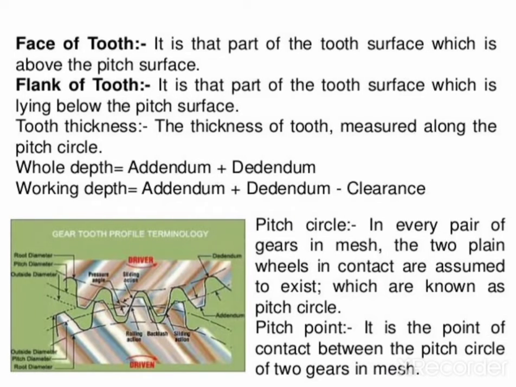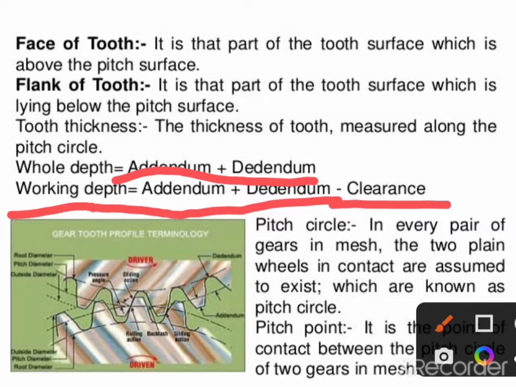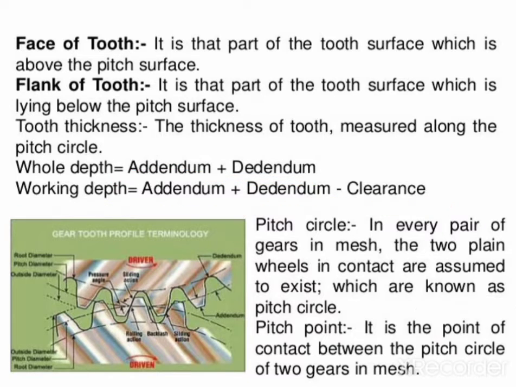Next one, whole depth and working depth. Here formulas are given for whole depth. Whole depth is the sum of addendum and dedendum of the tooth. And working depth is the greatest depth to which a tooth of one gear extends into the tooth space of the mating gear. Here the formula for working depth is addendum plus dedendum minus clearance. Is this concept clear? We will move towards the next concept.